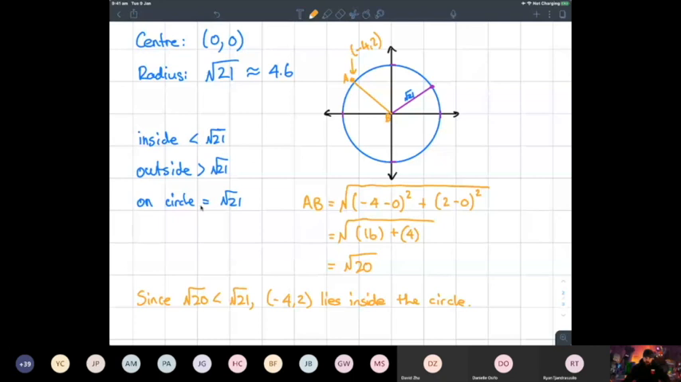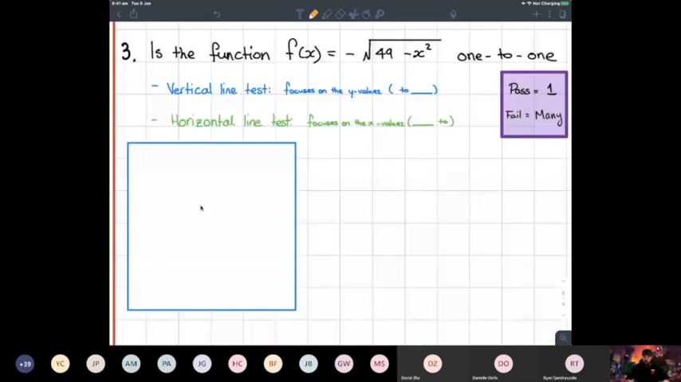And finally, another question that a number of people had some issues with is the function the negative square root of 49 minus x squared. Is it 1-to-1? So just quickly, remember classifying functions as 1-to-1, many-to-one, one-to-many, or many-to-many.